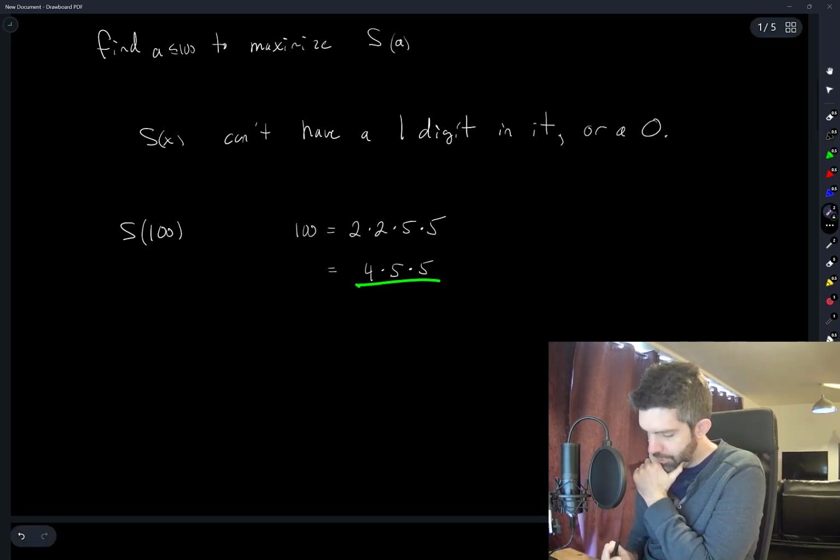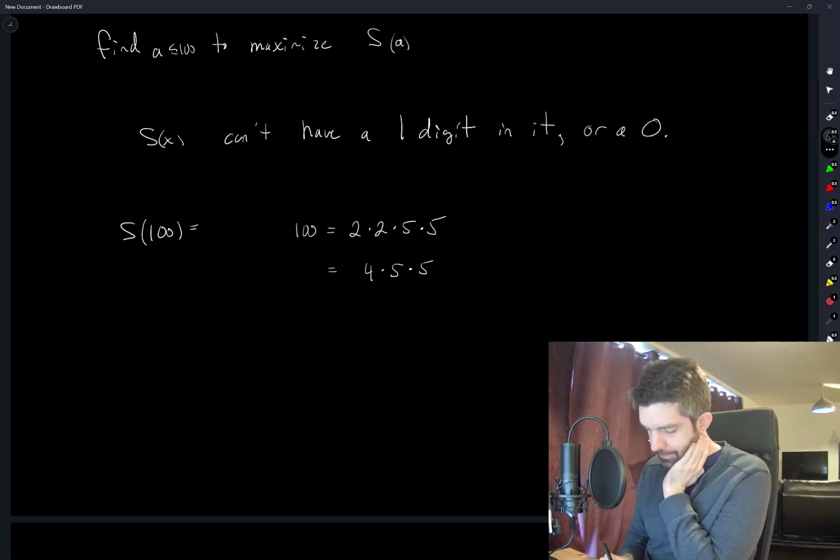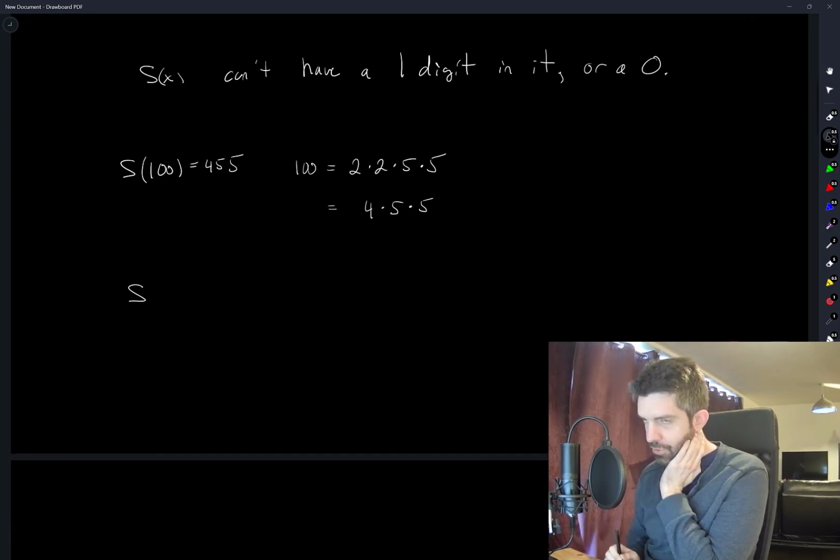So is this the smallest integer such that the product of its digits is 100? Probably, right? There's the prime factorization of 100. If I try and collapse any two other things, 2 times a 5 is 10, which is longer than 2 digits. Can't really put that into the number. Same with 5 times 5. So I think 455, that's s of 100. Pretty sure. Let me choose some other arbitrary numbers here.